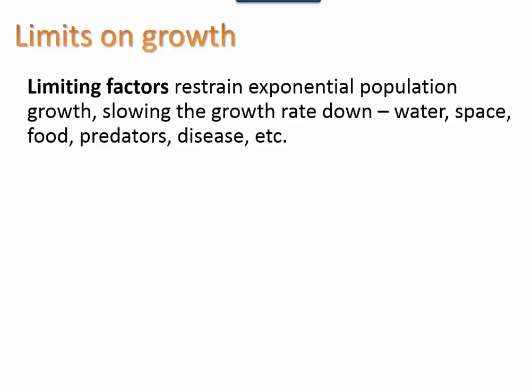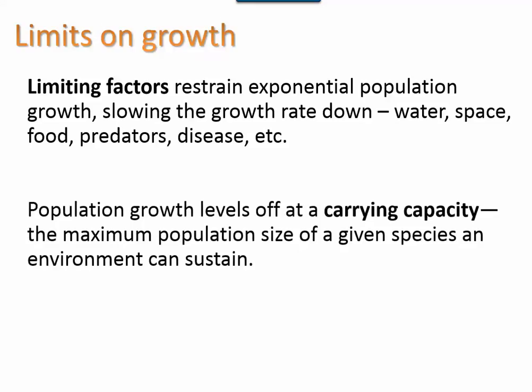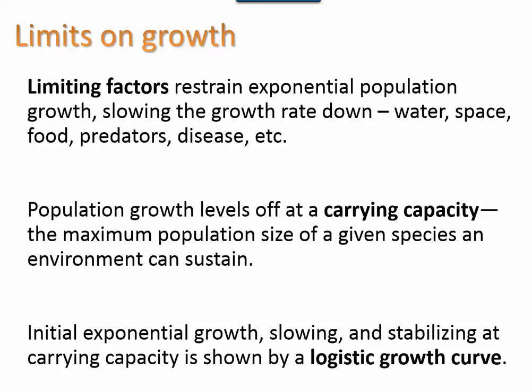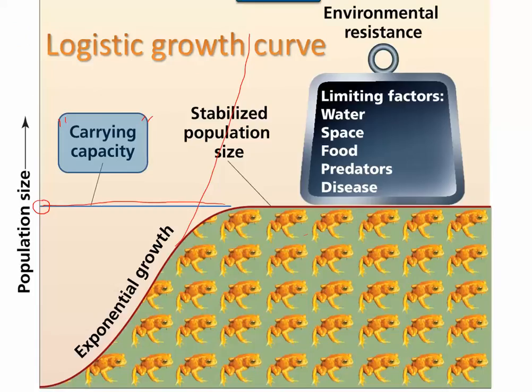So what are some limits on growth? Limiting factors restrain exponential population growth, slowing the growth rate down. We already said water, space, food, predators, disease, etc. The population growth levels off at a carrying capacity, the maximum population size a given species and environment can sustain. Initial exponential growth, slowing and stabilizing at carrying capacity, is shown by a logistic growth curve. That's the name we get for this. And logistic growth curve because you're throwing in these other factors here that are keeping it from growing forever or exponentially.